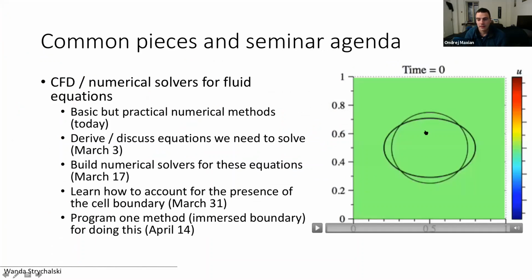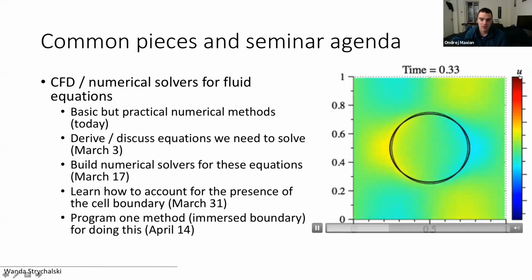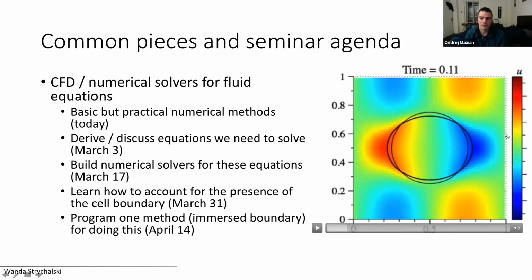And if I hit play, what's going to happen is it's going to relax to its reference circular shape. And what you see is you're looking at the horizontal fluid velocity. So these colors are the fluid. Here the fluid is going backwards, and here the fluid is going forwards with the membrane.